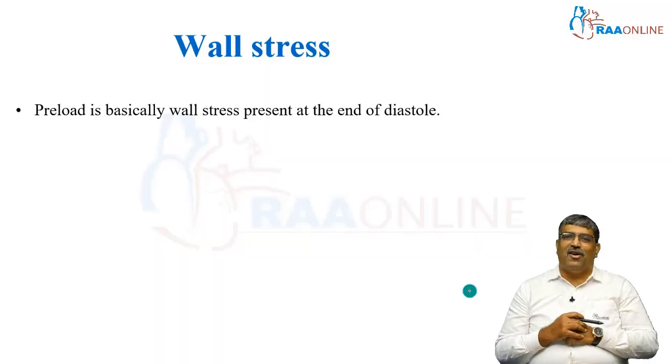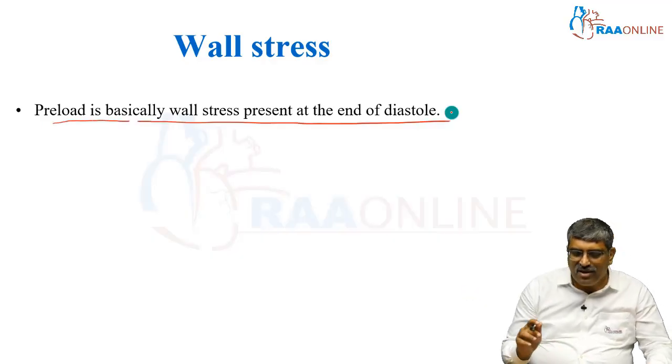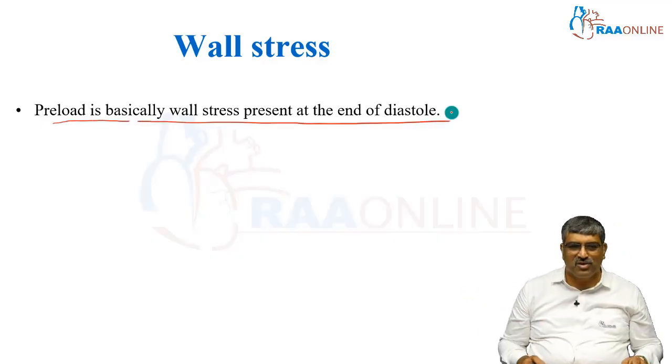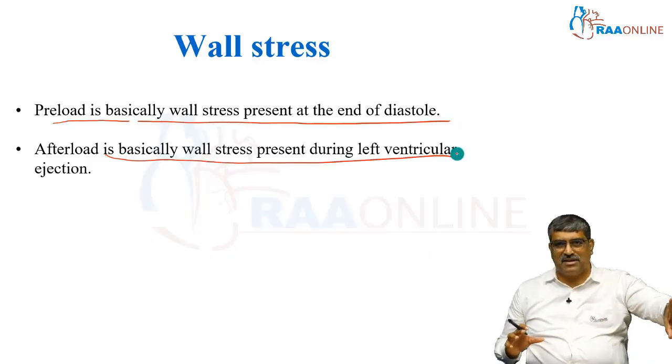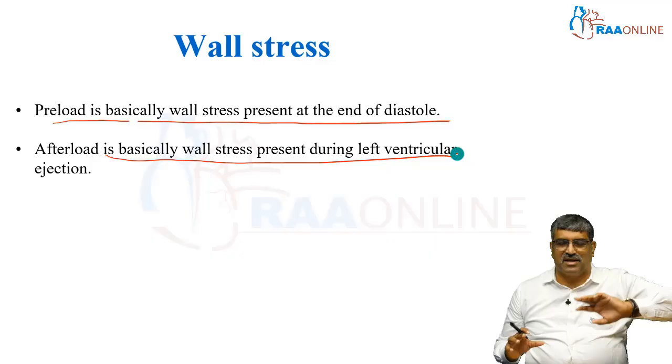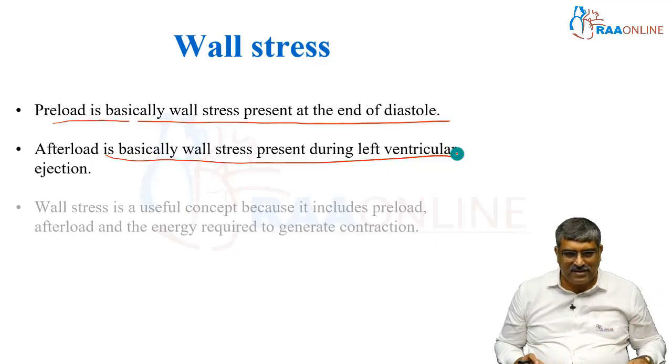Now coming to the concept of wall stress. Preload is nothing but the wall stress at the end of diastole. Afterload is wall stress which is present during ejection. So you have two stresses: one at the end of diastole and another at the start of the ejection.